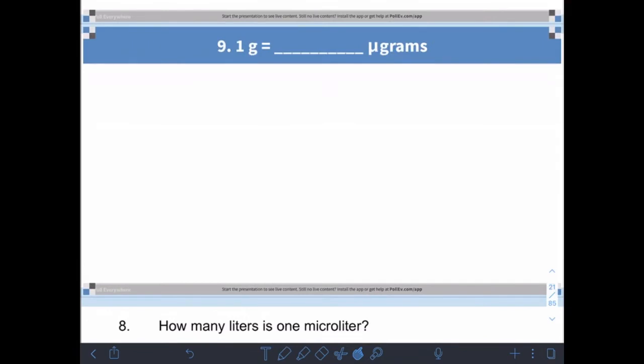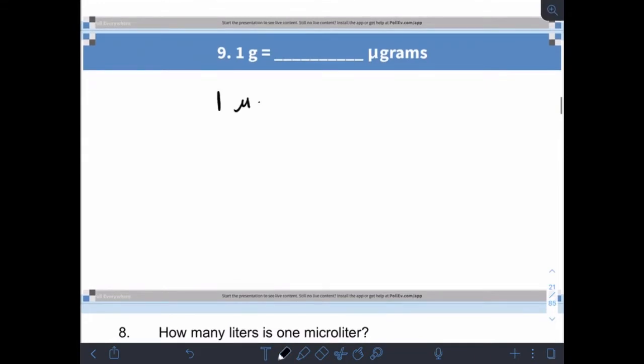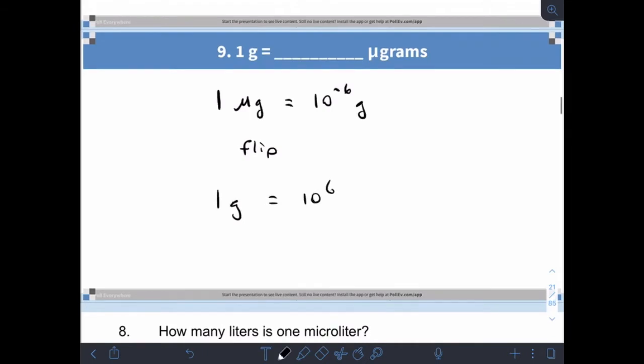Okay, so we figured out that 1 microgram equals 10 to the minus 6 grams, right? But the question is asking us to go the other way. So if I flip it around, then it becomes 1 gram equals 10 to the 6 micrograms, okay? Because micrograms are smaller, right? So there's 1,000,000 micrograms in every 1 gram. Okay, and that's kind of how this table works.